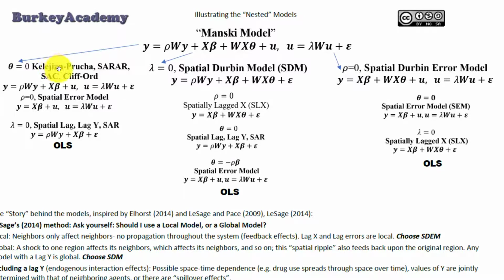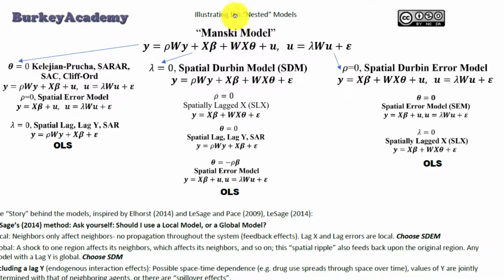Then you can simplify that down into the spatial error or the spatial lag or OLS by simplifying. So the Manski model and all the models in this left column here are nested, which means you can get to one of the simpler models from one of the more complicated models. Similarly, here, the center column, these are all nested models.